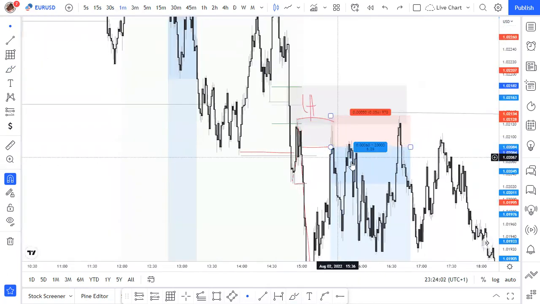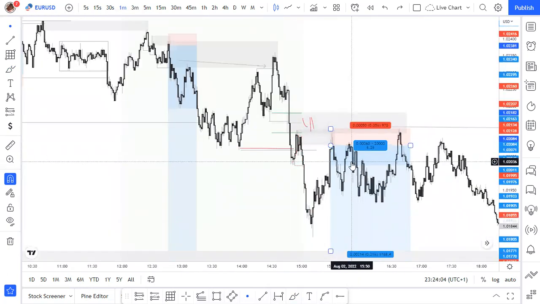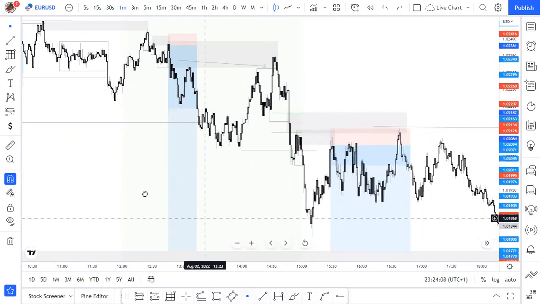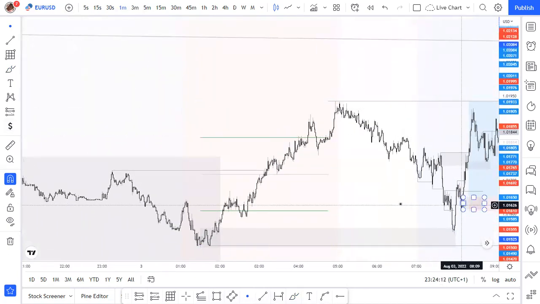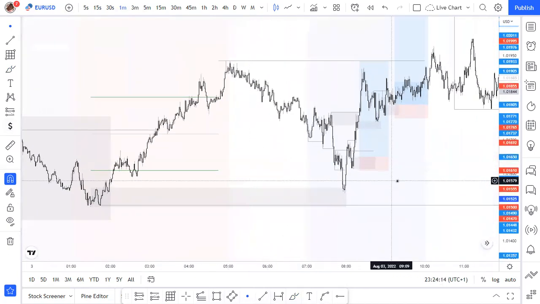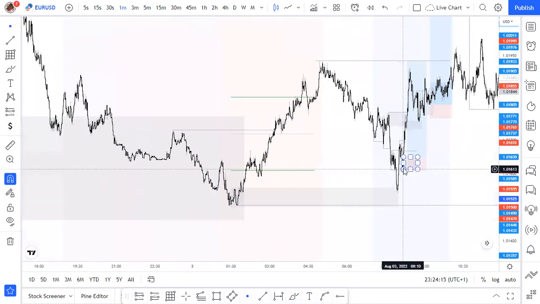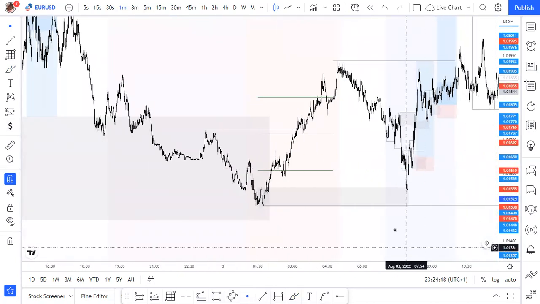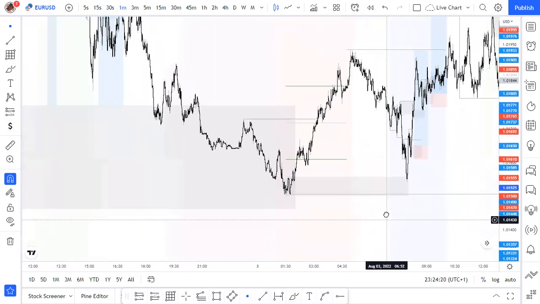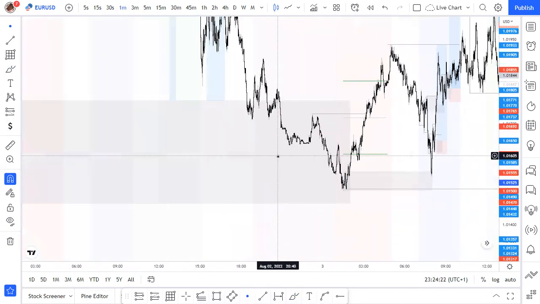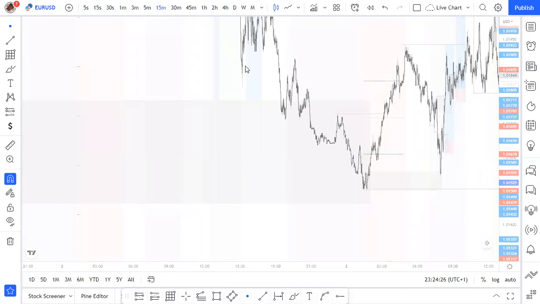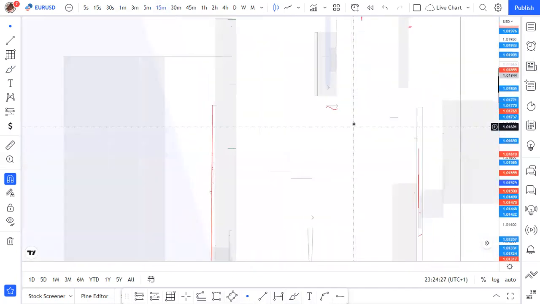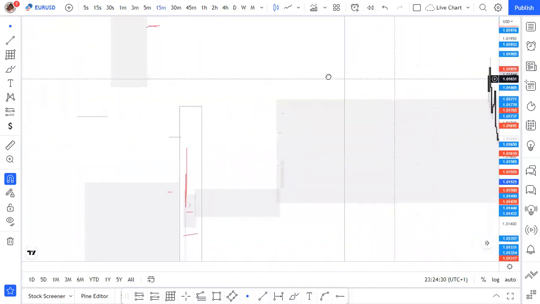So going over to Wednesday. On Wednesday, I actually had a missed trade. So down here, we are now within that 15 minutes. I can't even remember if it was a 15 minutes or a 4 hours zone.